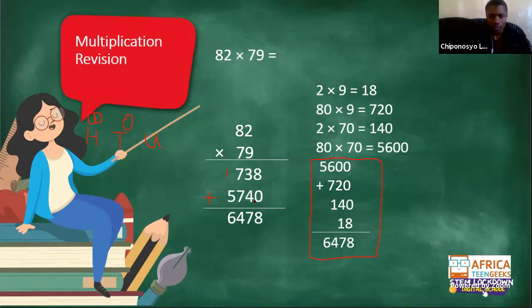Placeholder, putting a 0. Here, what do we consider? We're multiplying with the actual number. So we are multiplying because it's 9 multiplied by the 2 multiplied by the 80. Here, it's 70 multiplied by, let's say, the 2 multiplied by 70, 80 multiplied by 70. That's how it works.